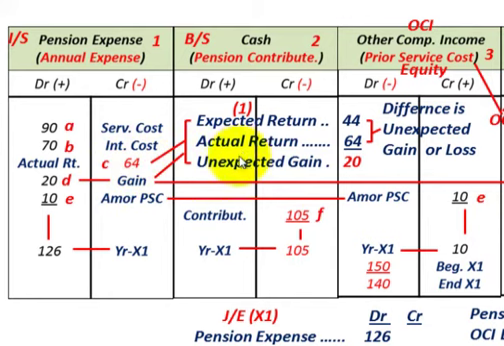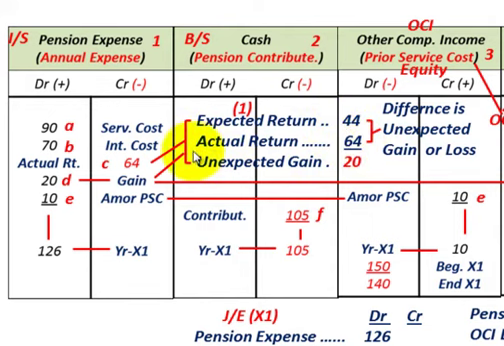So let's look at the case where the expected return on the plan assets was estimated to be $44,000, but at the end of the year, the actual return was $64,000. So you're going to look at the difference between the expected return versus the actual return. That's going to be either an unexpected gain or loss. In this case, it's an unexpected gain of $20,000 because we only expected a return of $44,000 and the actual return was $64,000.